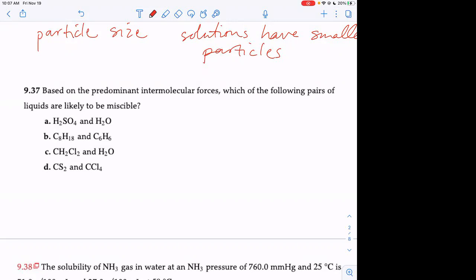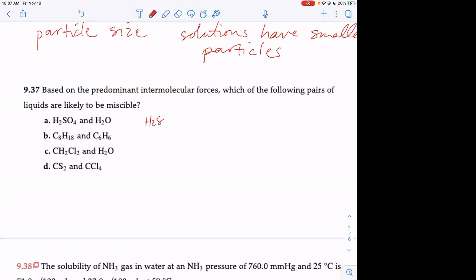You just identify each of these liquids as polar, non-polar, or ionic. So H2SO4. We should immediately recognize that as hydrogen sulfate. Is it ionic, polar, or non-polar? Yeah, that should scream ionic to you because sulfate is a polyatomic ion. So H2SO4 is ionic.